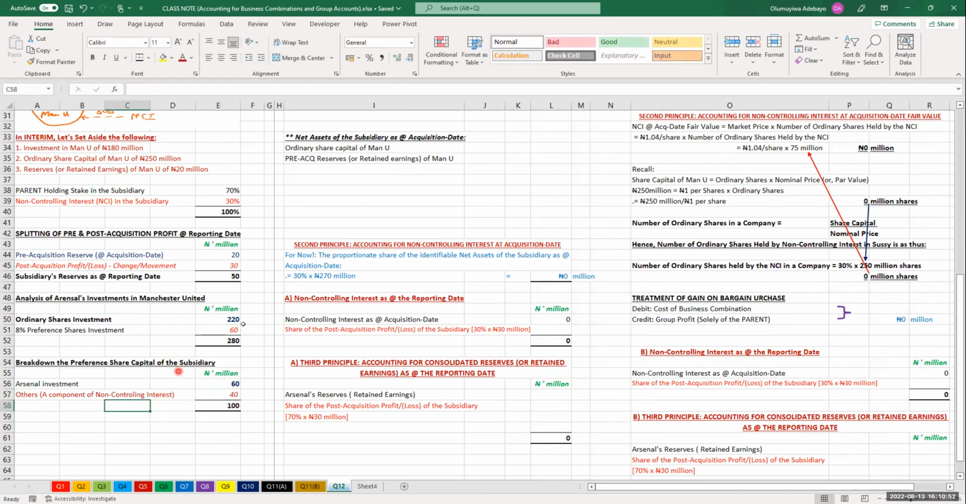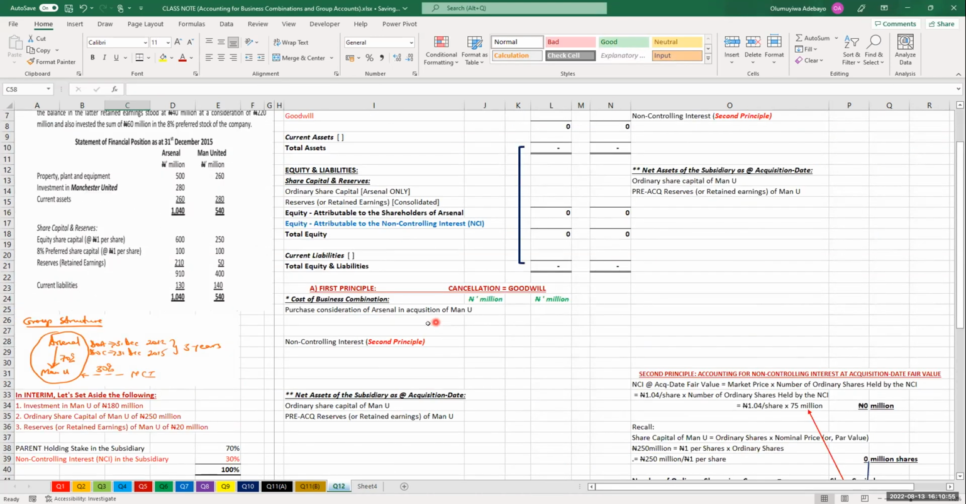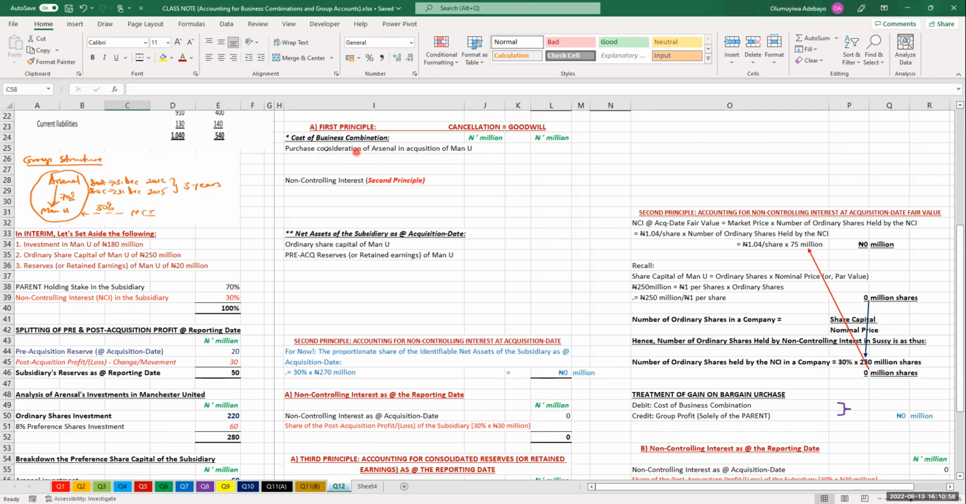Okay, now doing this, we can now move further to determine our goodwill, if any. Now the purchase consideration of Arsenal and Man U is in 2 layers. Okay, the first one is ordinary shares investment, which is the one that gives controlling interest. That's the only one that gives controlling interest. Okay, and that is what we saw here as 220, if you remember.